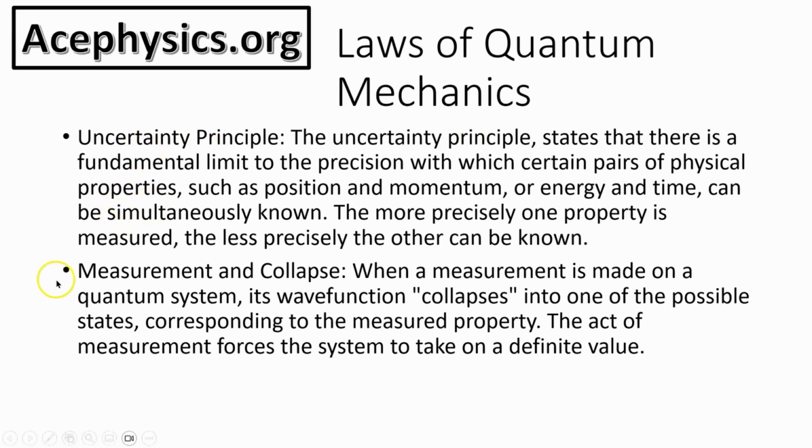Another one of the laws of quantum mechanics is measurement and the wave function collapse. When a measurement is made on a quantum system, the wave function collapses into one of the possible states, corresponding to the measured property. The act of measurement forces the system to take a definite value. This is also called the measurement problem of quantum mechanics. It's a law of quantum mechanics that physicists don't like, because in physics, you want things to be certain. You want to know which one of the states it's going to collapse into, not just that there's a probability that it's going to collapse into this one or this one or this one. That's why quantum mechanics is frustrating to many physicists.